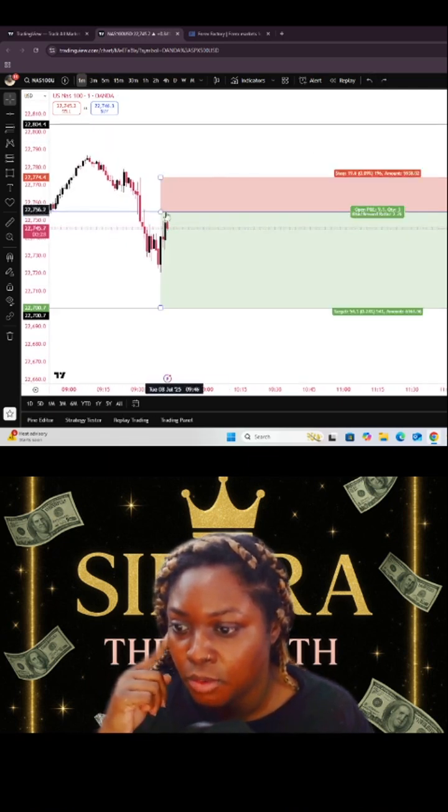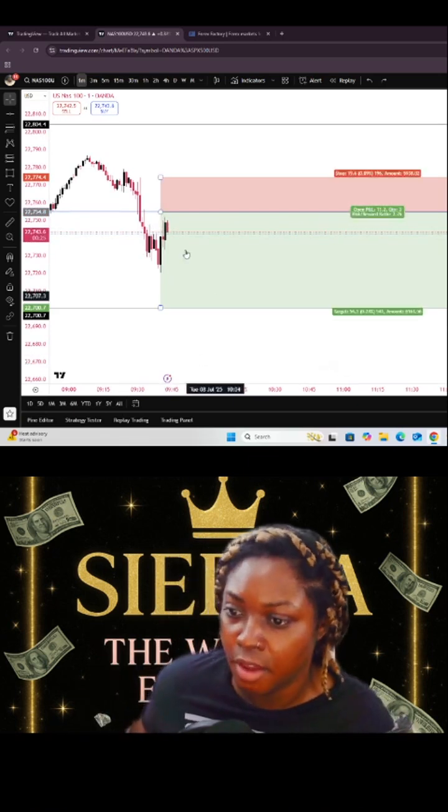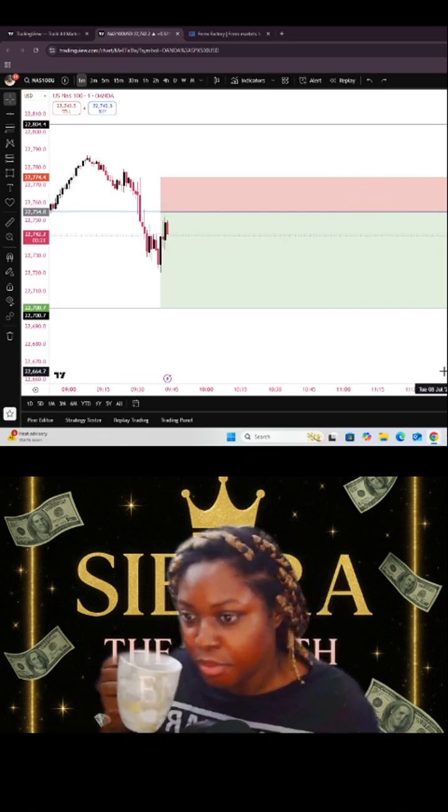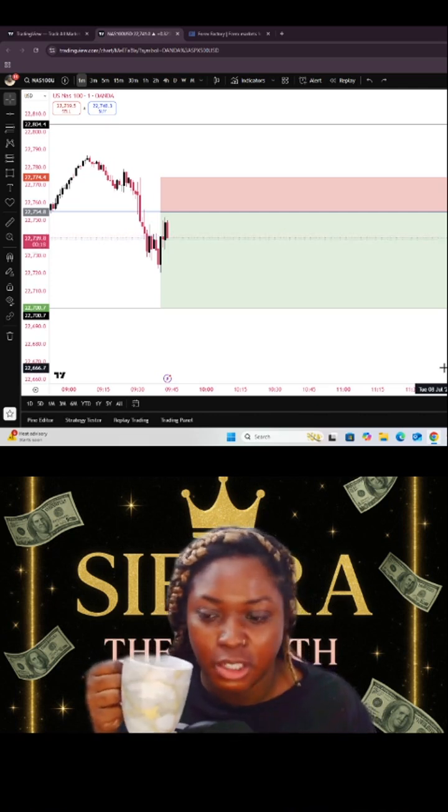All right, so let's wait for it to get to this zone. If it don't come to this zone, we don't take it, because that's just chasing trades at this point.